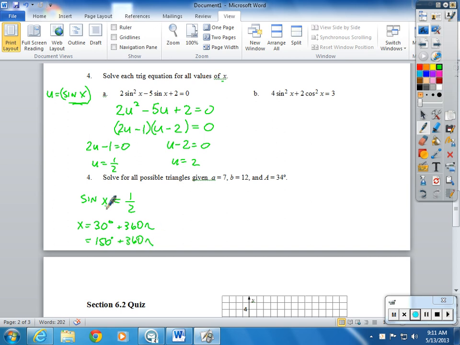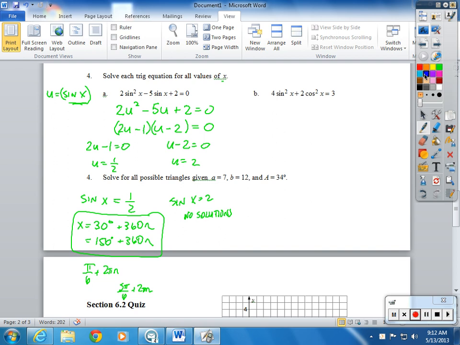You could do inverse sine here if you need to. And then over here, sine of x equaling 2, there would be no solutions because 2 is out of our range. The range is negative 1 to 1. So we end up only getting 2 answers. All right, if you need your answers in radians, it'd be pi over 6 plus 2 pi n and 5 pi over 6 plus 2 pi n.